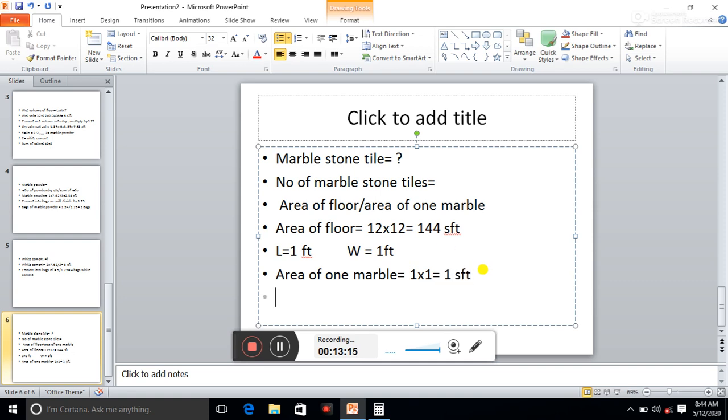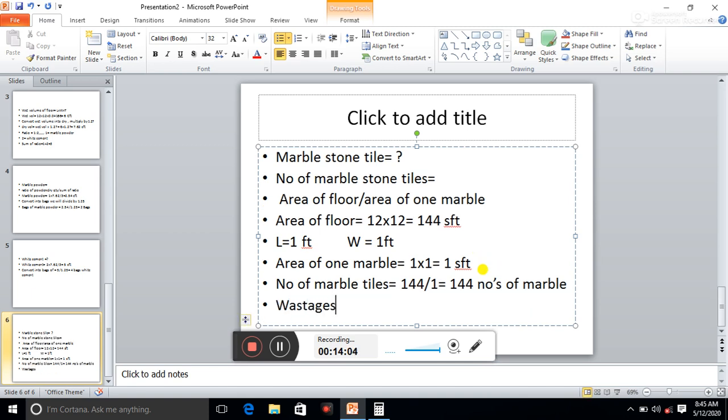Okay, so now you have to divide, just put the values in the above formula. So the number of marble tiles will be equal to area of floor 144 divided by area of one marble 1 square foot, so it will give 144 numbers of marble. Okay, so wastage is also counted, so wastage will be equal to 5 to 10%.